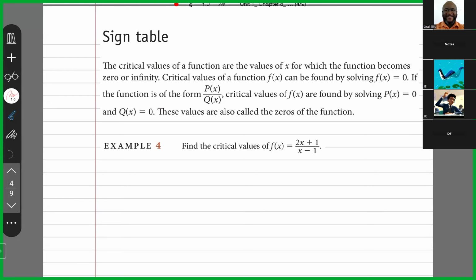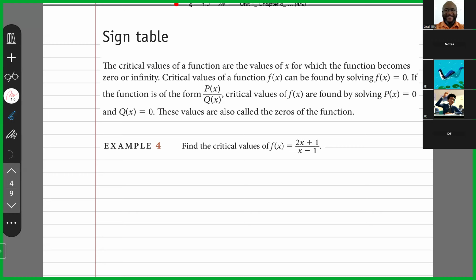All right, so let's talk about the sign table. This says the critical values of a function are the values of x for which the function becomes 0 or infinity.